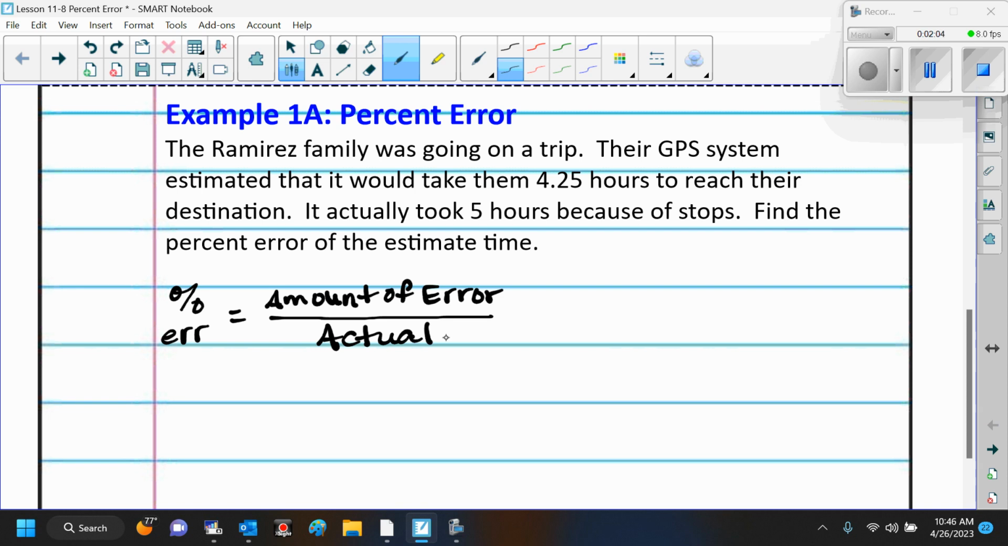So if I look at my word problem, let's look at our important information. What's important here? So the estimated time for the trip was 4.25 hours. What else is important there? Right. So the actual time was 5 hours. Okay? So when we substitute in, for the amount of error, remember this is the big minus little.